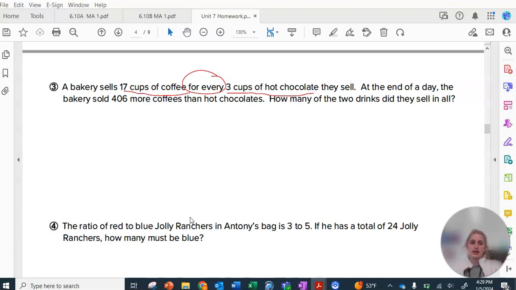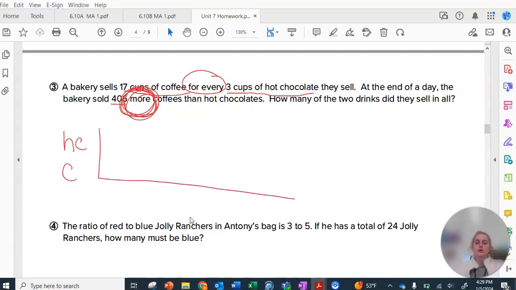At the end of a day, the bakery sold 406 more, it's the most important word in this whole problem, coffees than hot chocolates. When we're doing these type of problems, yes, you can solve it with a proportion, but remember when we talked about more than problems, you want to set up your tape diagram. So I'm going to put an H for hot chocolate, or an HC, and a C for coffee. I'm going to draw my big long tape diagram because it has to fit at least 17 spaces.